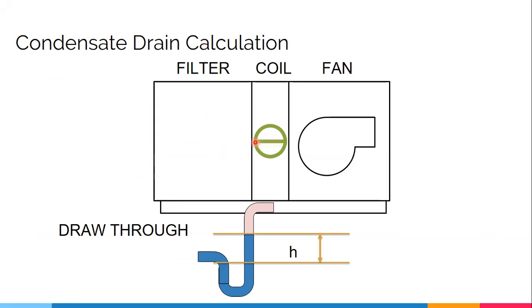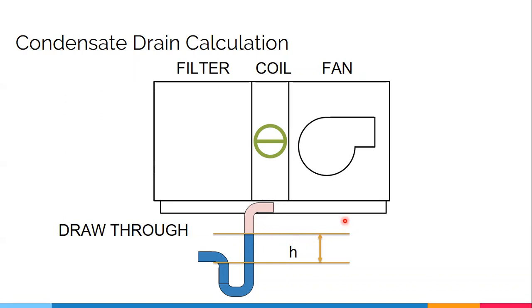The first type is your draw-through fan. With a draw-through, water is actually being sucked up. That's why we need to maintain a certain height, so that even though this fan is running and there's negative pressure being created here, there's ample height of water to seal up this U-trap. Okay? Assuming the blue color is your water and this one is clear.